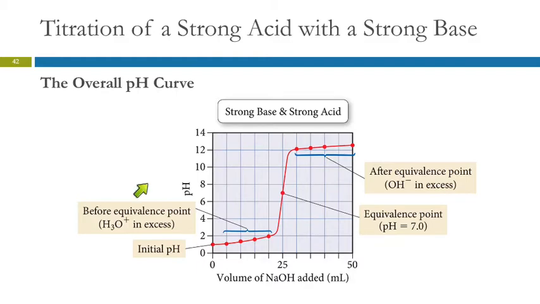So this is the overall pH curve for strong acid and strong base. So adding sodium hydroxide, the pH goes up. Before the equivalence point, we have an excess of hydronium ion. After the equivalence point, we have an excess of hydroxide ion. And the equivalence point for strong acid, strong base is always going to be at pH 7.